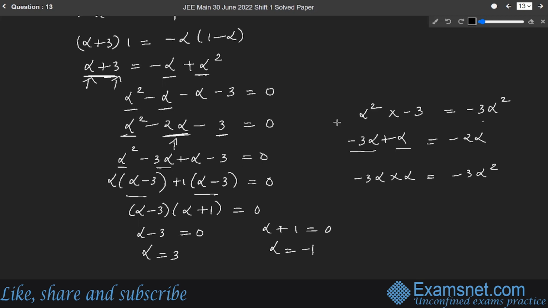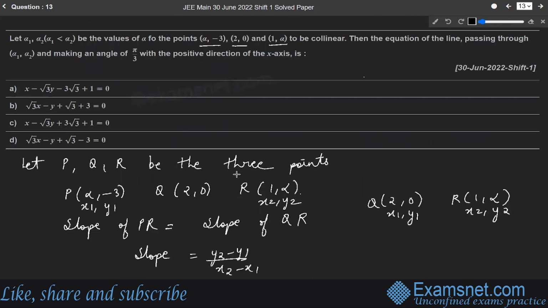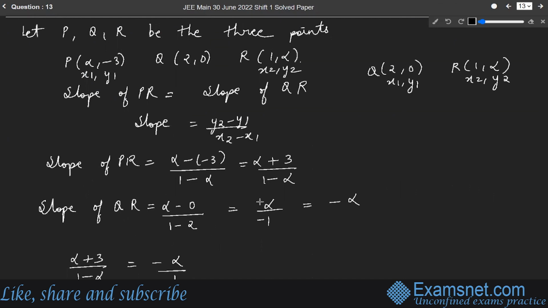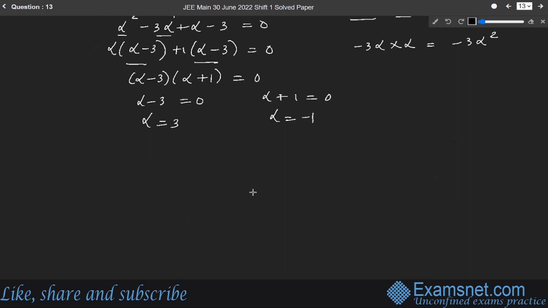What are the two values of alpha? It is basically alpha 1 comma alpha 2, because it is given that alpha 1 and alpha 2 are the values of alpha. But a condition is given here: alpha 1 is less than alpha 2. What is the condition? Alpha 1 should be less than alpha 2. So alpha 1 will be minus 1 and alpha 2 will be 3, because you can see that minus 1 is less than 3. Okay, so we have alpha 1 and alpha 2.